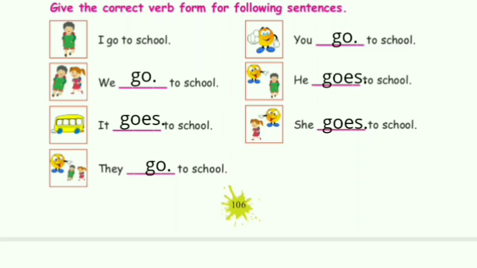Now I think you understand where we have to add s with present tense and where we don't have to add s with present tense. I go, we go, you go, he goes, she goes, it goes and they go.